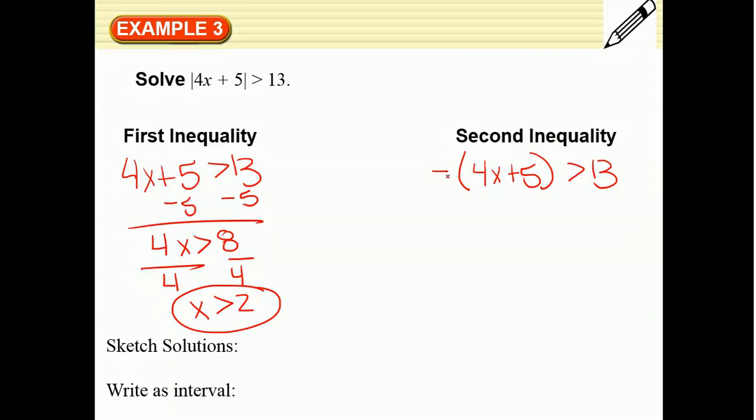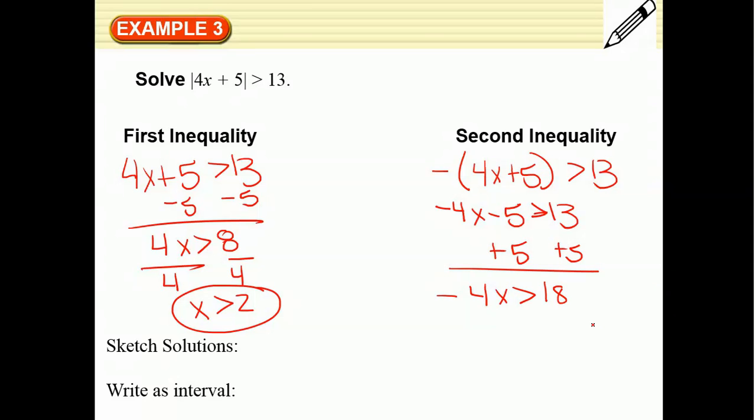Let's do this one as well. So let's distribute the negative in. There we go. Looks like I got to add 5. Negative 4x is greater than 18. Divide by a negative 4. Oh, I divided by a negative. Flip that inequality sign. Don't forget about that. Then we got negative 9 halves there, right?